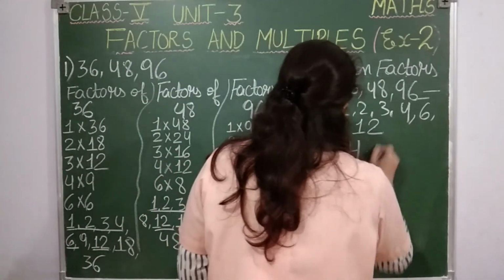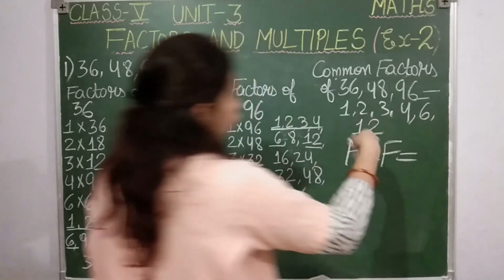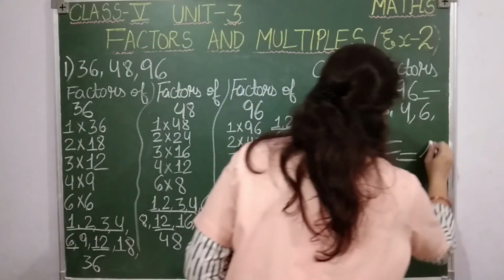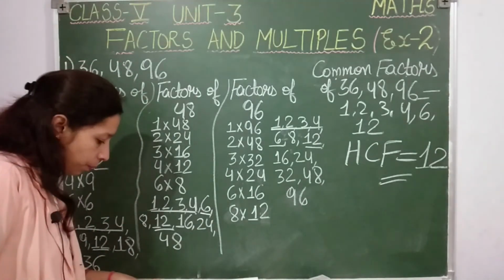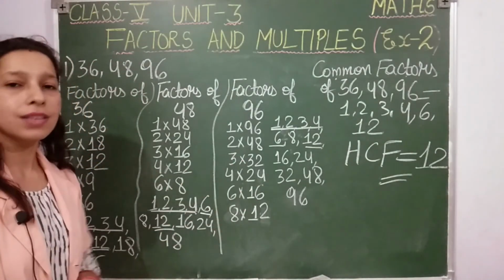Now what is the HCF? Which is the highest common factor among all this? It is 12. Clear students? So here for I point the answer, the HCF is 12.